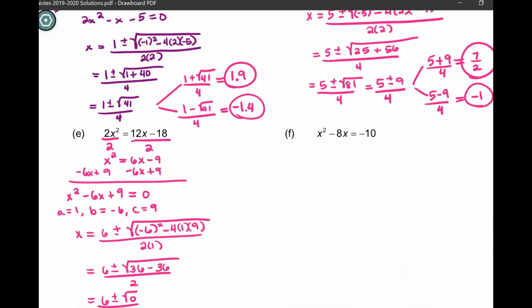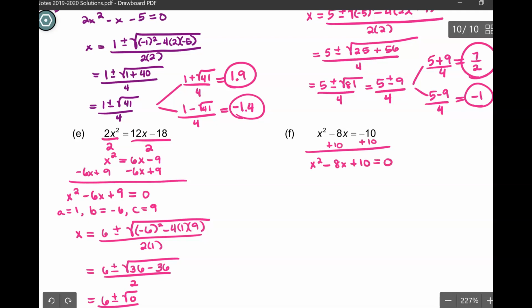Let's take a look at f. First thing, let's put it in standard form. So we're going to add 10 to both sides. I get x squared minus 8x plus 10 equals 0. I see A is 1, B is negative 8, and C is 10.